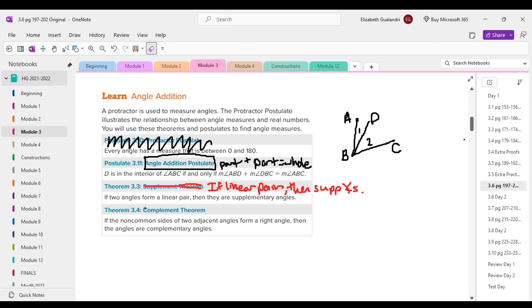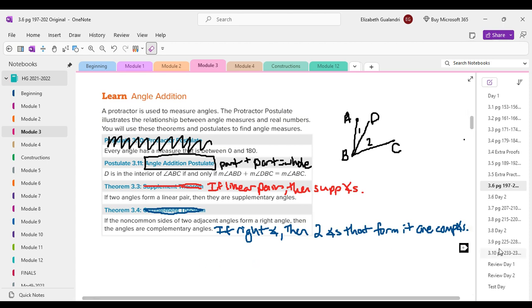The complements theorem that you have here, again, you're not going to name it the complements theorem, but the complements theorem allows you to say that if you have two adjacent angles that form a right angle, okay, so essentially if we have a right angle, then the two angles that form it are complementary. Ran out of room over here. Are complementary angles. Okay, that's the idea behind those.